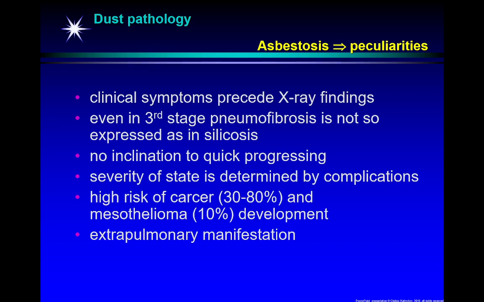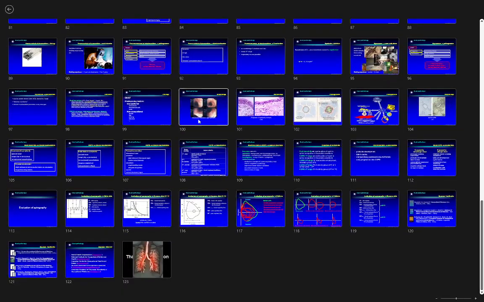And there are usually no inclinations to quick progression. And the severity of the condition of the patient is determined mostly by complications, with high risk of cancer. Bronchogenic adenocarcinoma or mesothelioma development. And of course, there could be extrapulmonary manifestations. Apart from what I showed to you, there is plenty of other slides in this presentation.